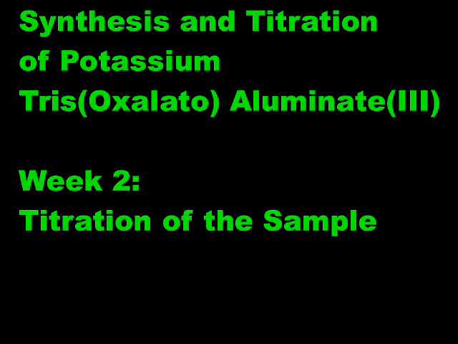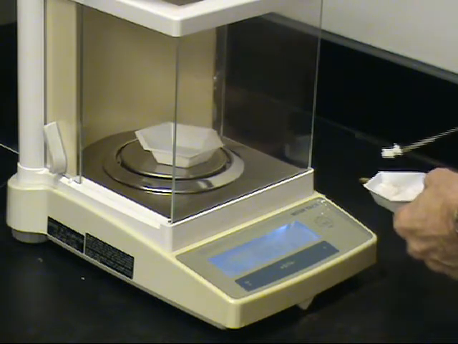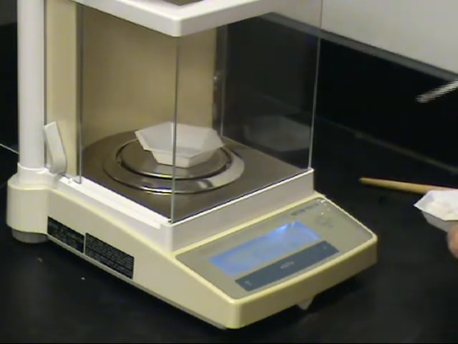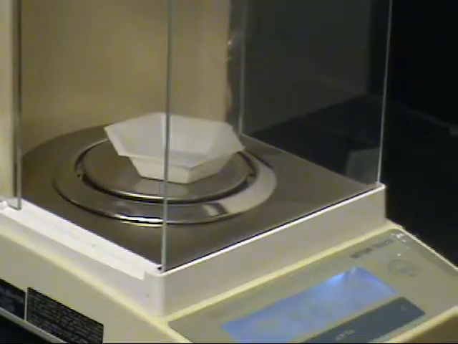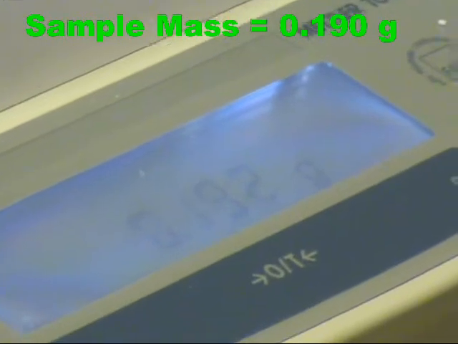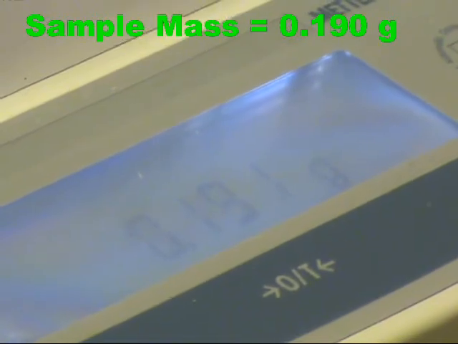In the second week of the experiment, you will determine the mass percent of oxalate in the sample by titration with potassium permanganate. You will first weigh out 3 samples of product ranging in mass from 0.10 to 0.350 grams of sample. In performing any titration, it is always a good idea to employ a different mass or volume with each trial. As you can see, the mass of sample employed here is 0.190 grams.